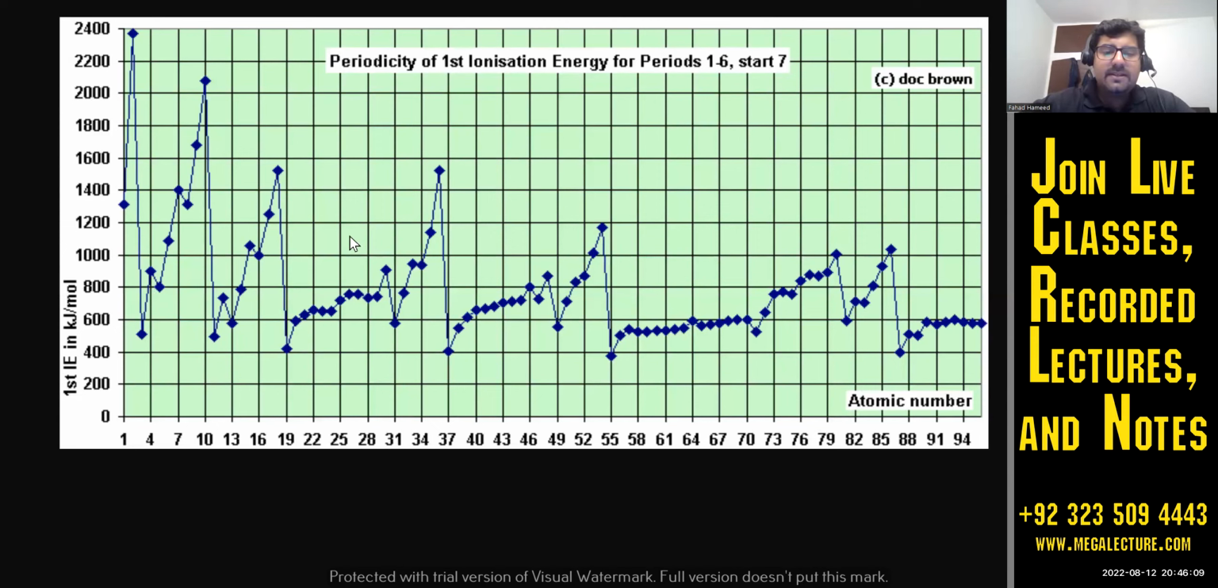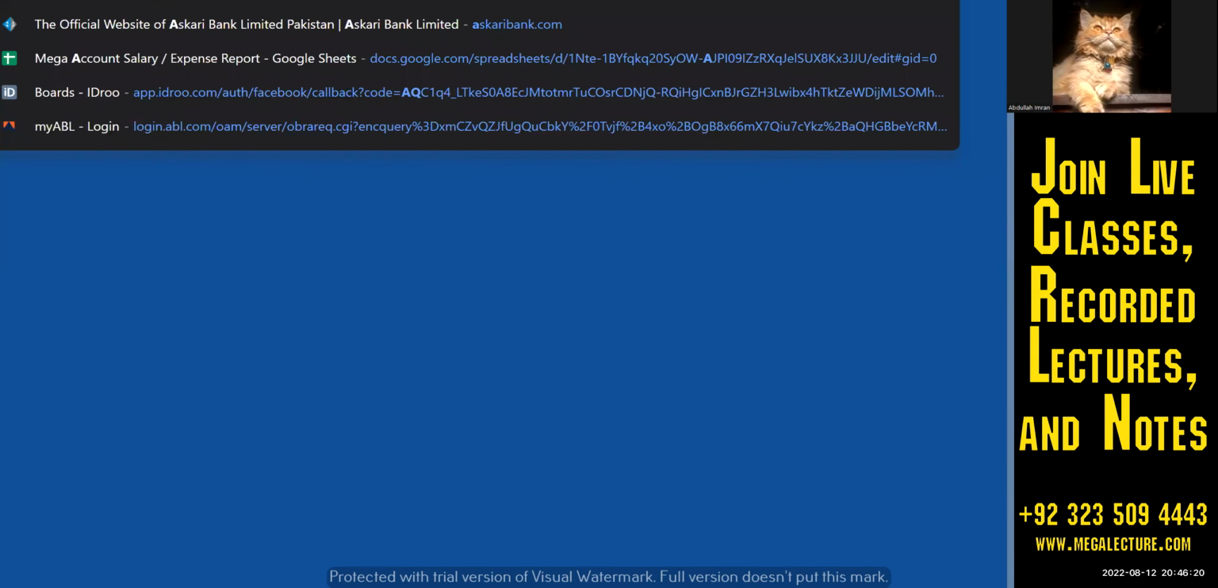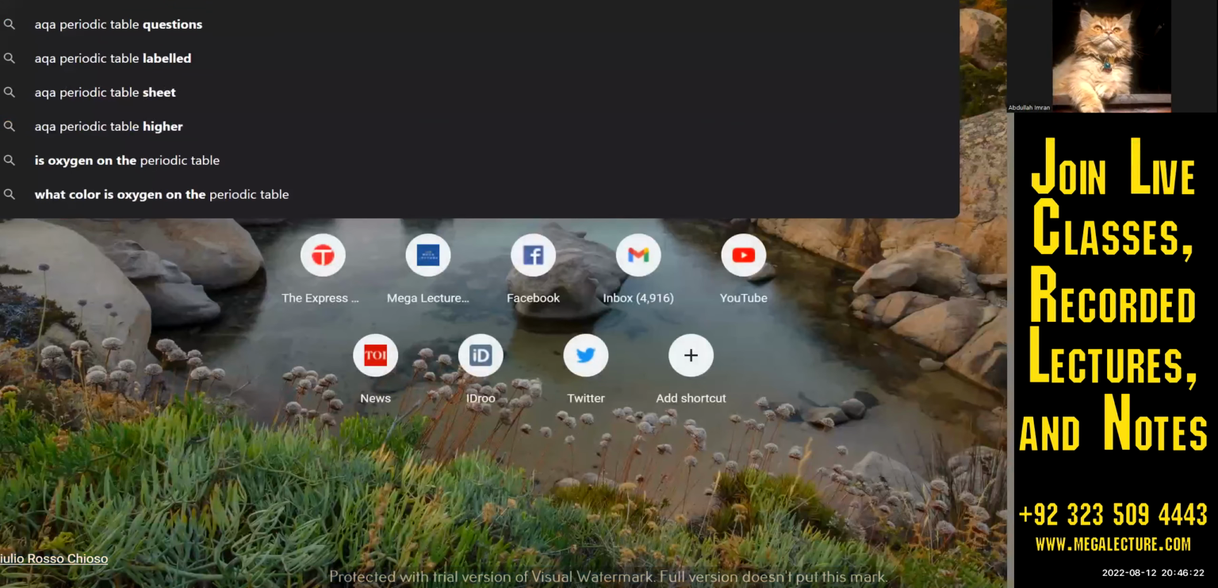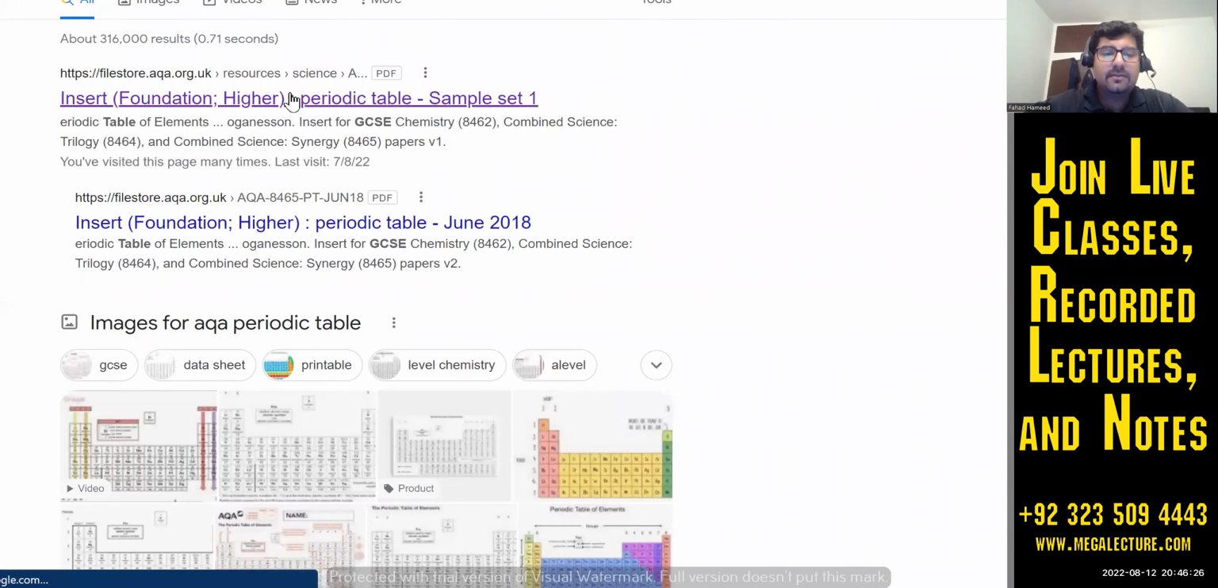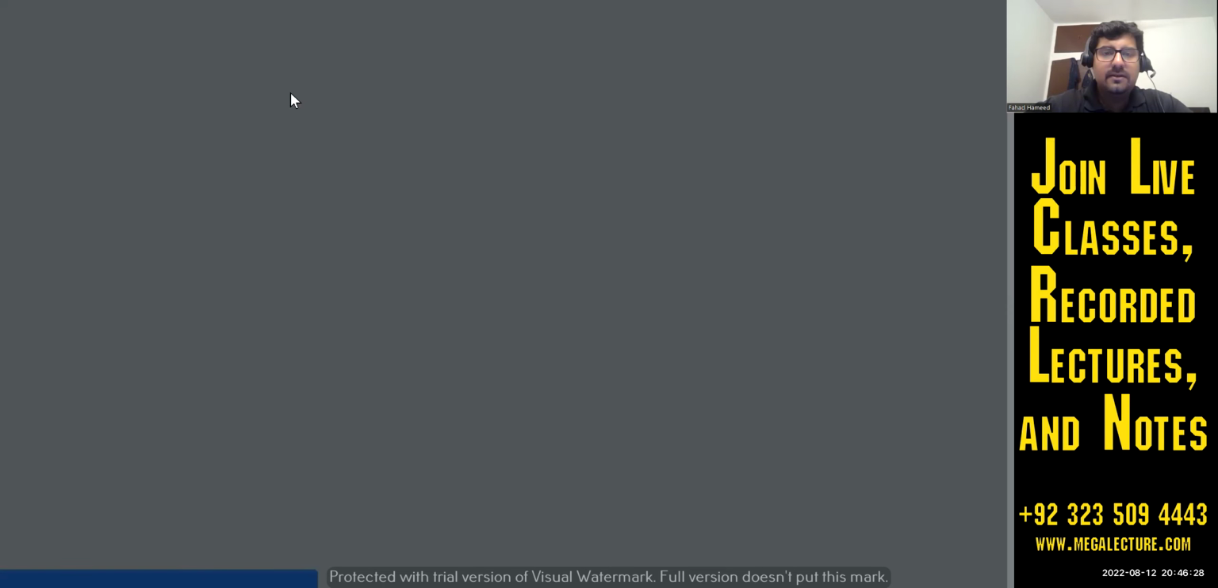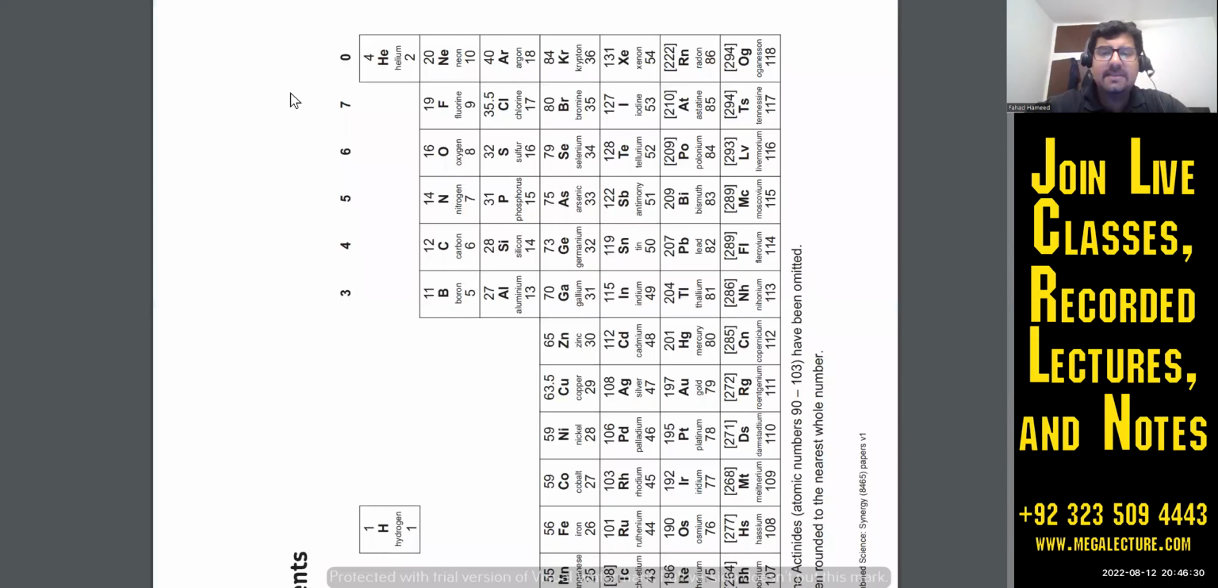Ye kya cheez hai? What does anyone know what this is? Transition metals. Okay, these are transition metals, because if you look at the periodic table, let me just open the periodic table. So I'm just going to try and explain to you. Not every period has exactly the same number of elements.